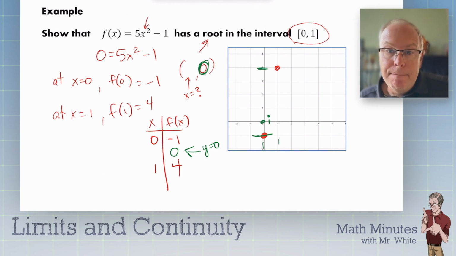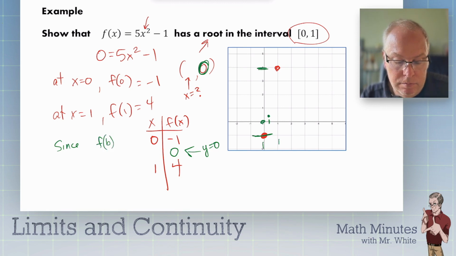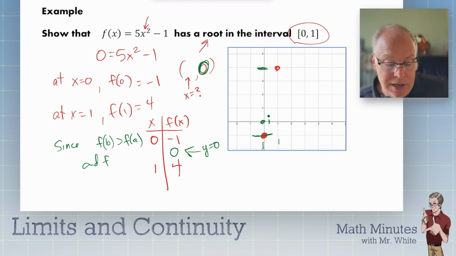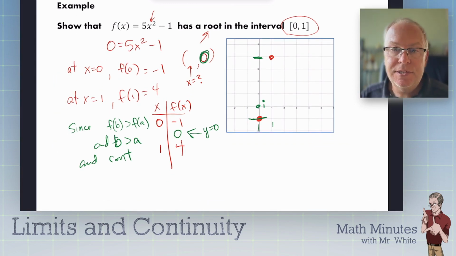So we would say, since f of b is greater than f of a, and, well, since it's continuous, and b is greater than a, and it's continuous, then there exists a c in between a and b such that some number between f of a and f of b is met.